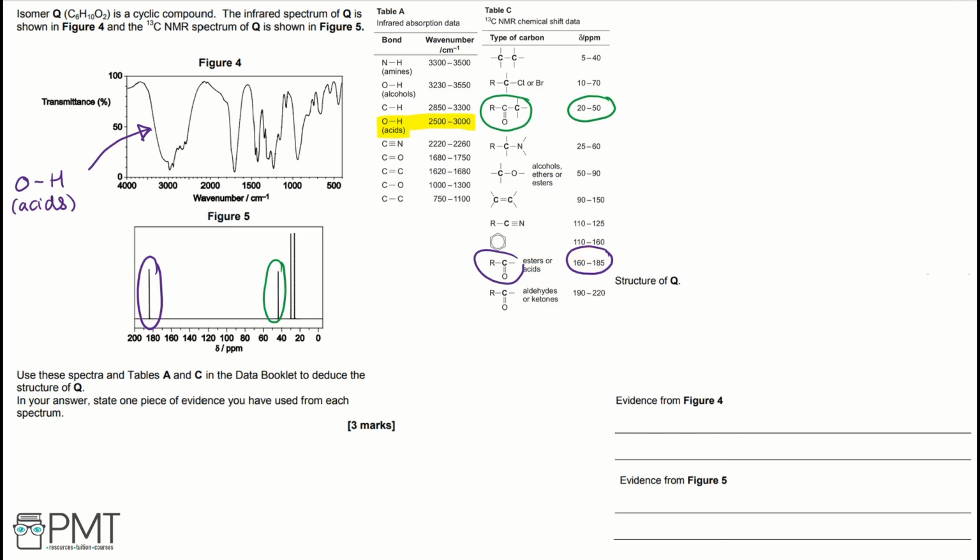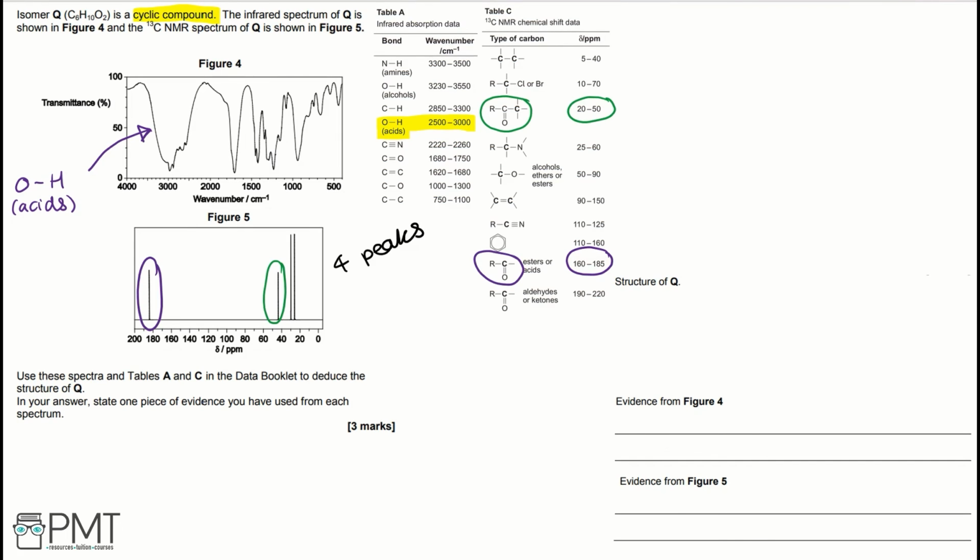So now we can identify that we have 4 peaks on our carbon NMR, and that's going to help us to start to draw isomer Q. So it's a cyclic compound, and so that needs to be incorporated in our design. And we've got 4 peaks, which means some of the carbons are going to have the same environment. So once you've drawn a structure, always double check the number of carbon environments.